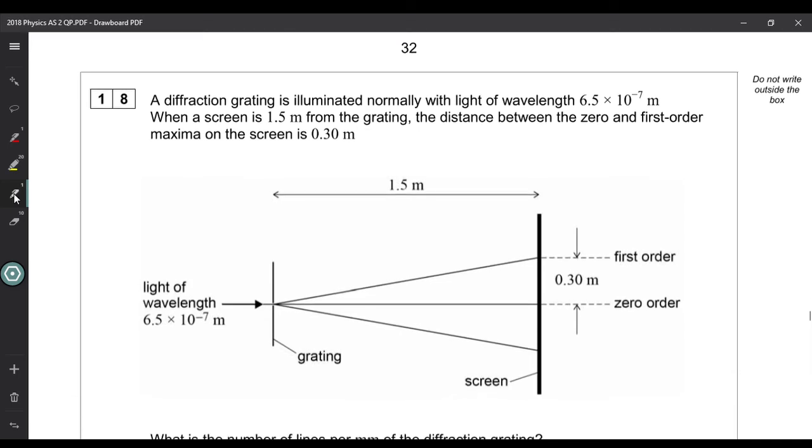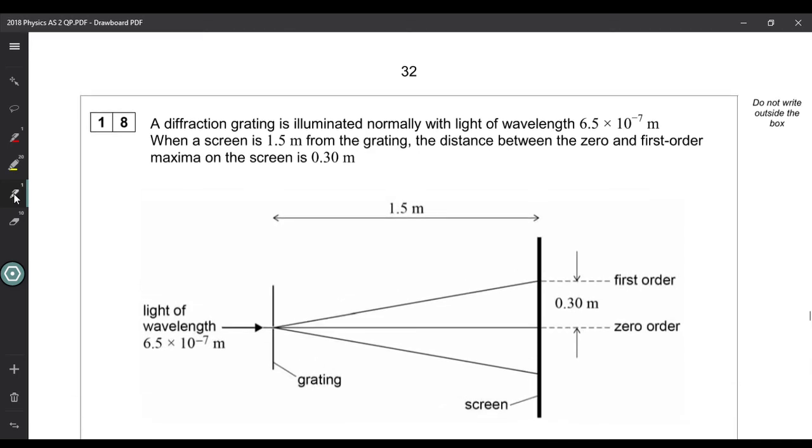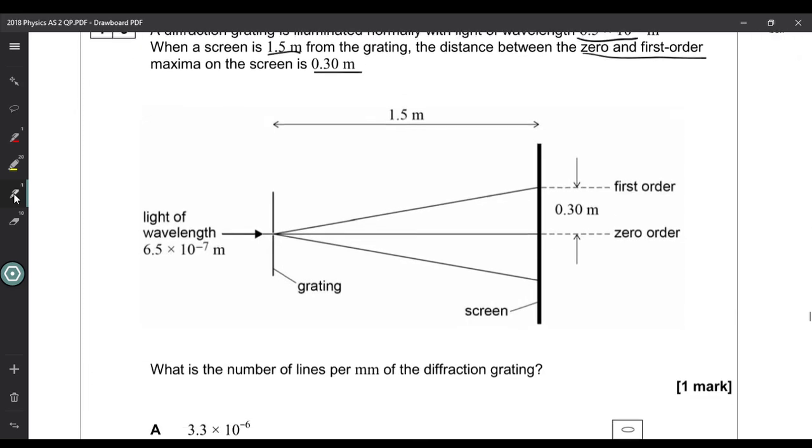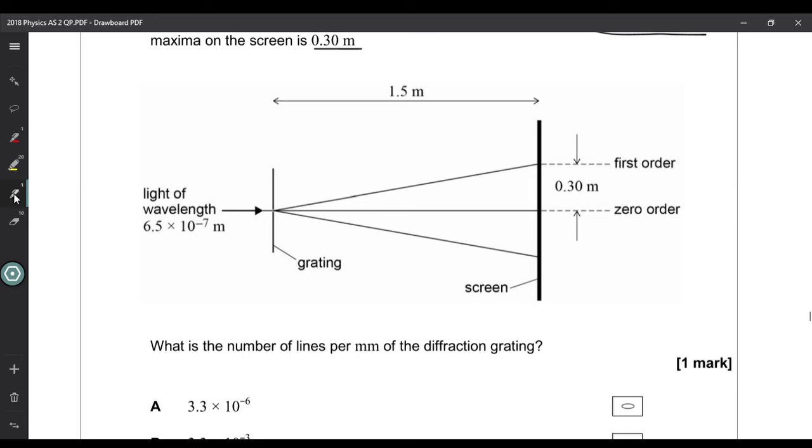Question 18. A diffraction grating is illuminated normally with light of wavelength 6.5 times 10 to the minus 7. When a screen is 1.5 meters from the grating, the distance between the 0 and the first order maxima on the screen is 0.3 meters. So we've got all that information in the diagram. What is the number of lines per millimeter of the diffraction grating?